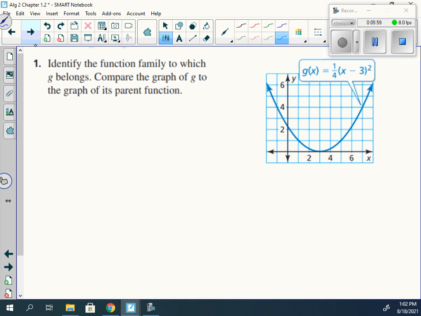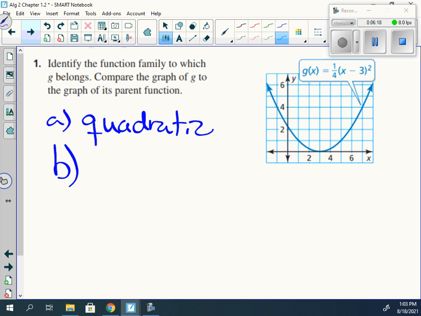Now, what is the parent function for this graph? Quadratic. It's a U. All quadratics will have a U shape. So this falls as a quadratic.